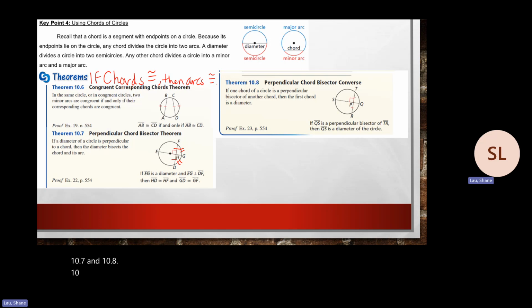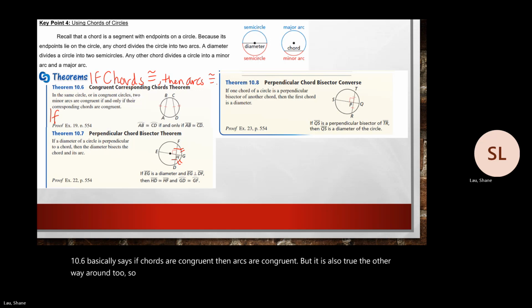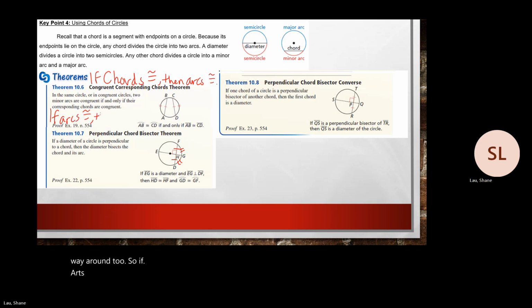10.6 basically says if chords are congruent, then arcs are congruent, but it's also true the other way around too. So if arcs are congruent, then chords are going to be congruent as well. So it'll work both ways.